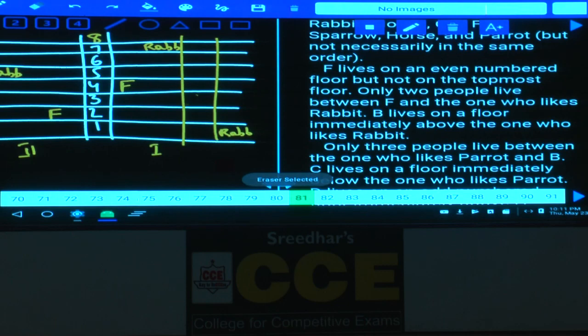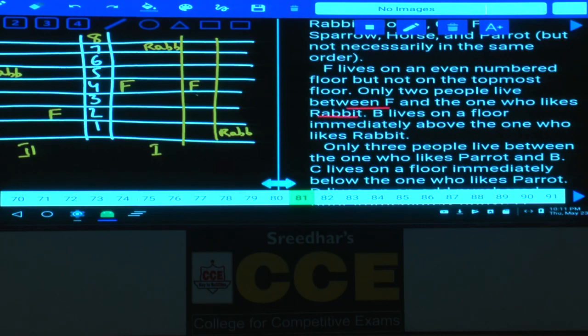F is on the 4th floor. As F is on the 4th floor, 2 people between F and the one who likes rabbit. Hence, how many possibilities? 2 possibilities. Either the one who likes rabbit can be above this F or below this F. Next one, only 2 people live between F and the one who likes rabbit.